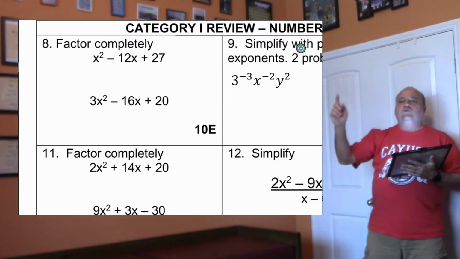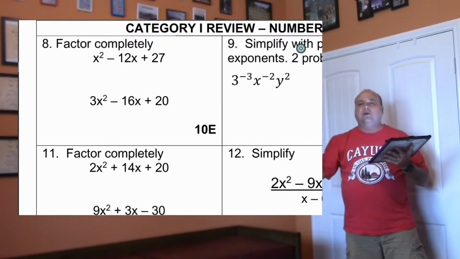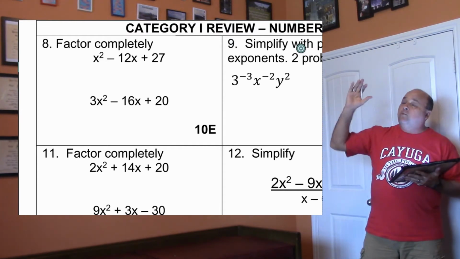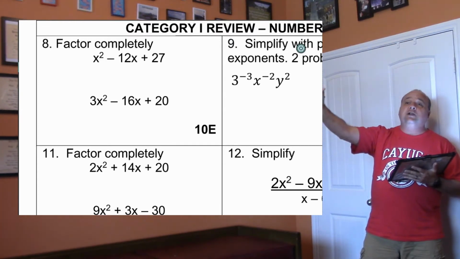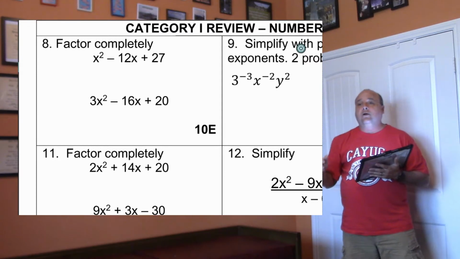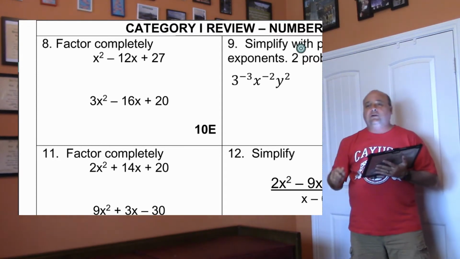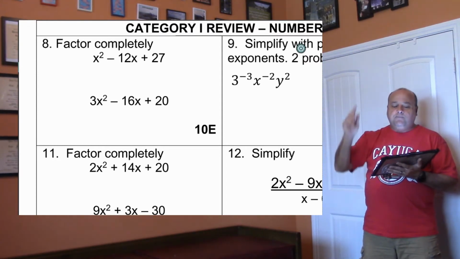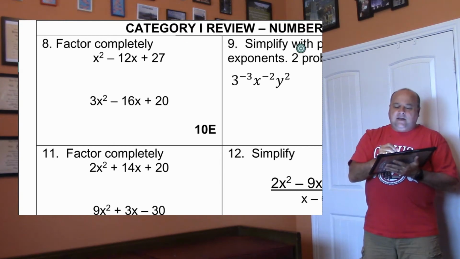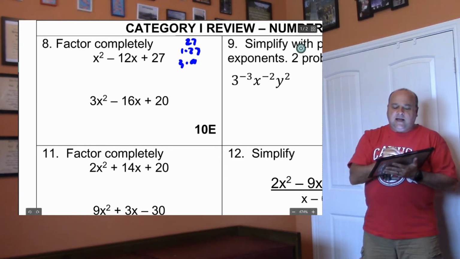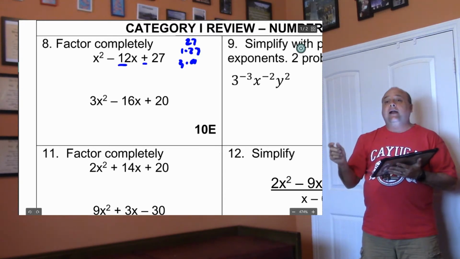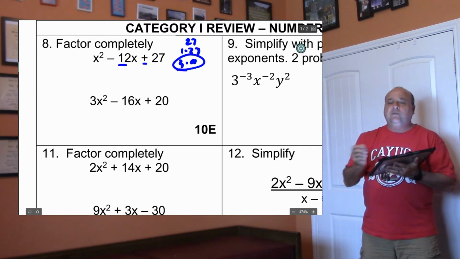Oh, this is what you've learned over the last 2 weeks. The hardest thing you do in algebra, probably those going into engineering, the most important thing you're learning now. This is the basic arithmetic of calculus, is factoring. So let's do number 8. I need the factors of 27 that add up to 12, and it's the 9 and the 3.